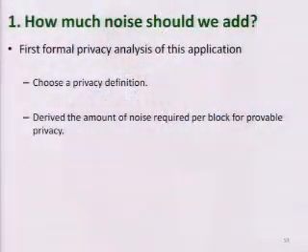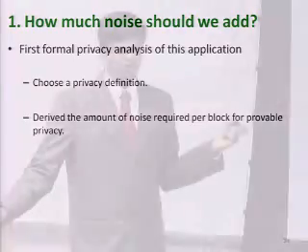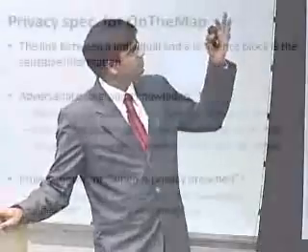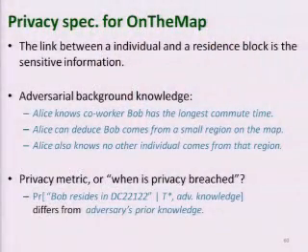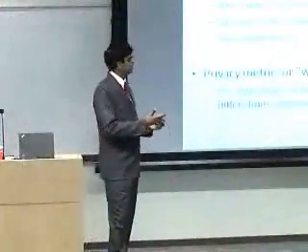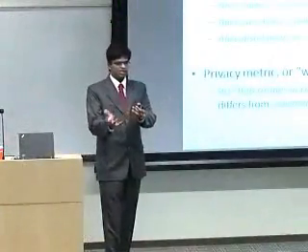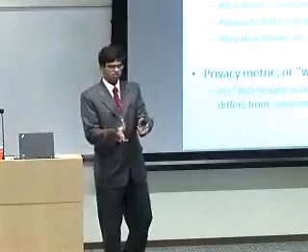So in order to do a formal privacy analysis, the first step is to choose a privacy definition. And in order to choose a privacy definition, you need to first formally specify what privacy is. So again, what is sensitive information? Here again, the sensitive information is a link between an individual and some residence block or some set of residence blocks on the map.